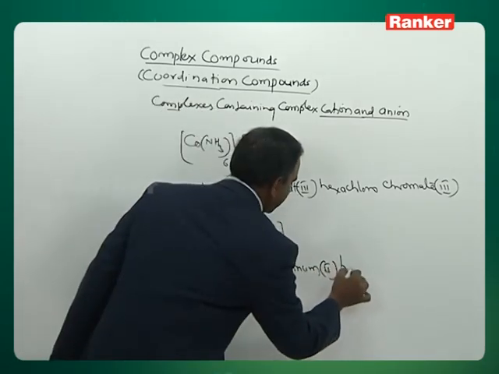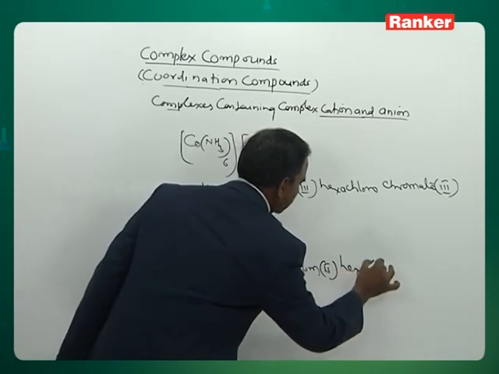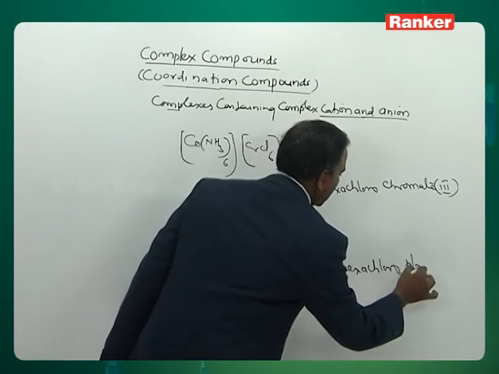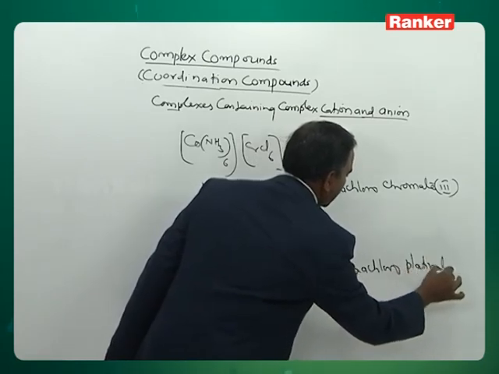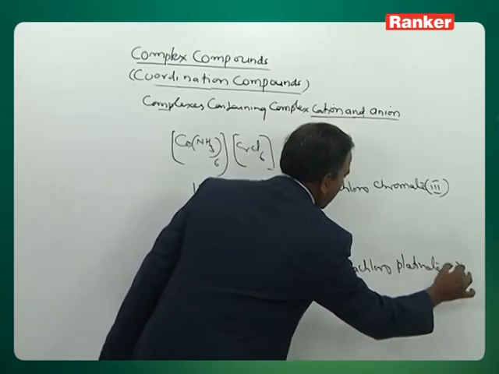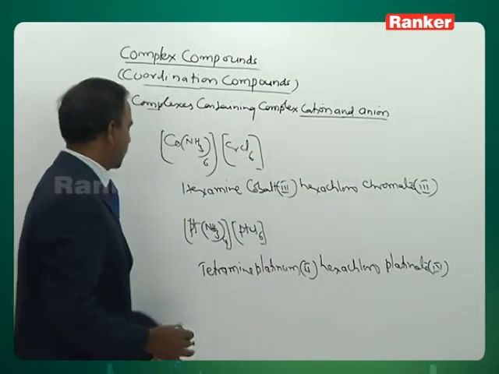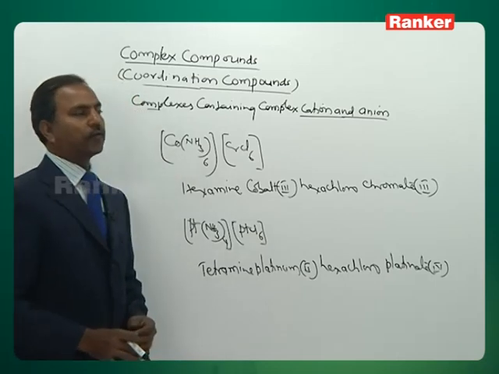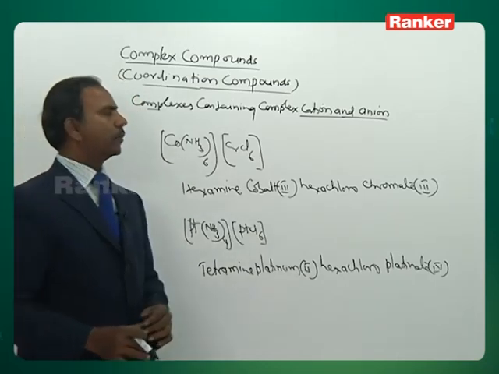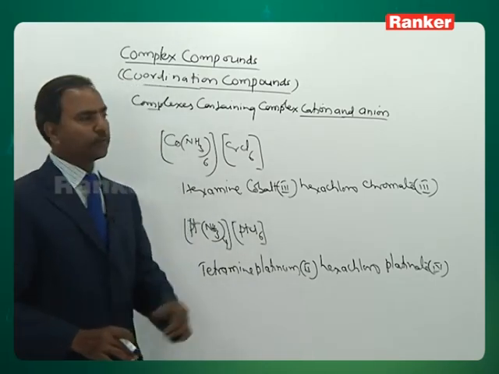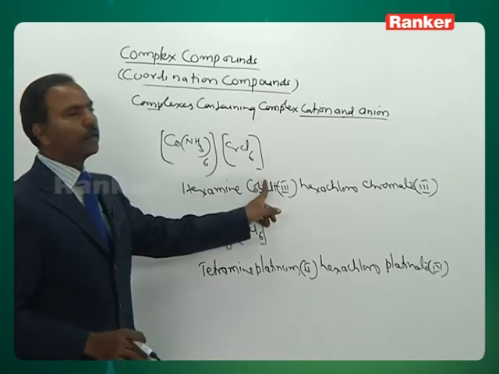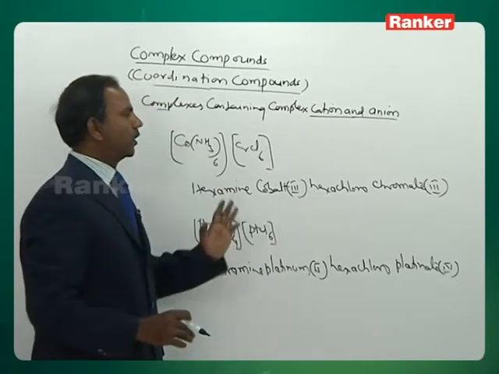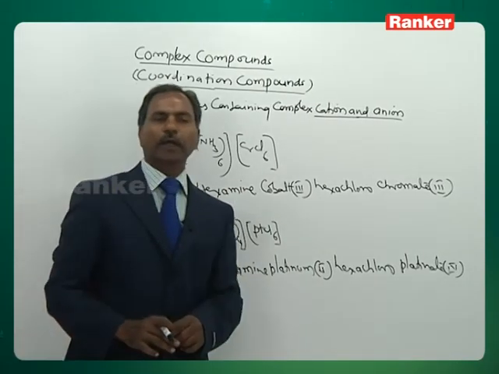Second half is actually having coordination number 6. Therefore, again hexachloroplatinate 4. So, it is tetramine platinum 2, hexachloroplatinate 4. This is the naming of the complexes where two coordination spheres are there. One is representing the cation, the other representing the anion. So this is what different types of nomenclature.